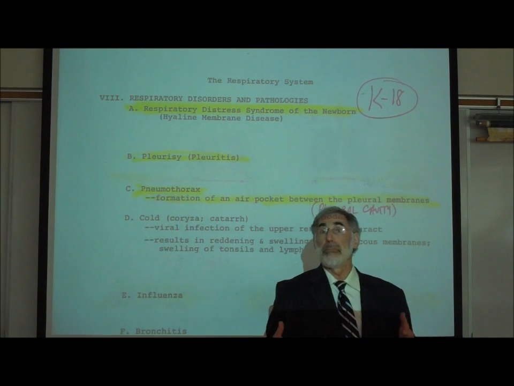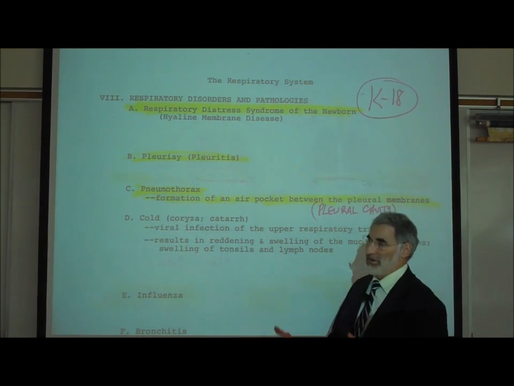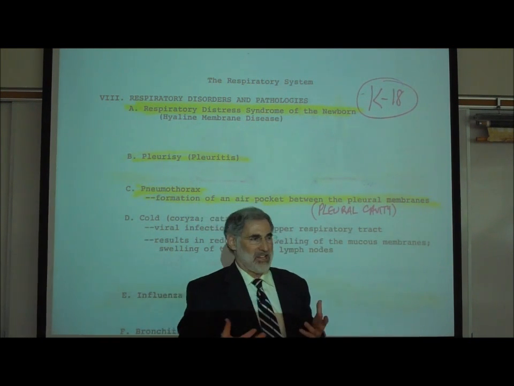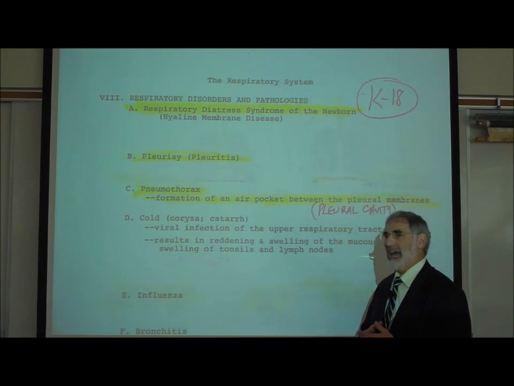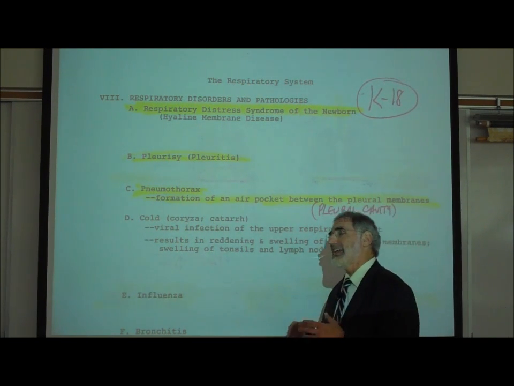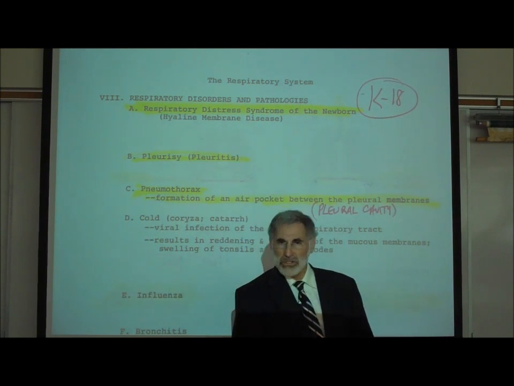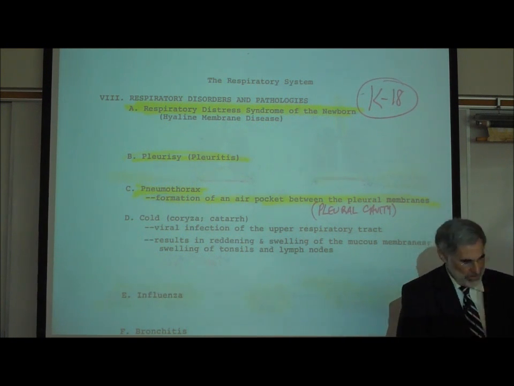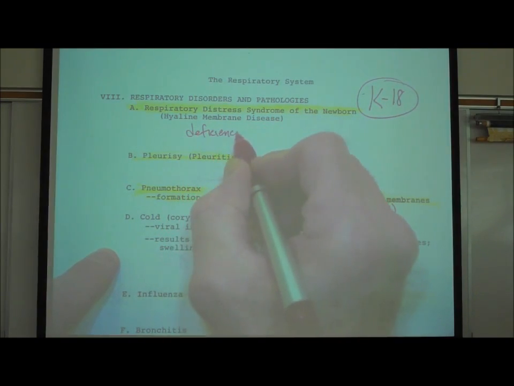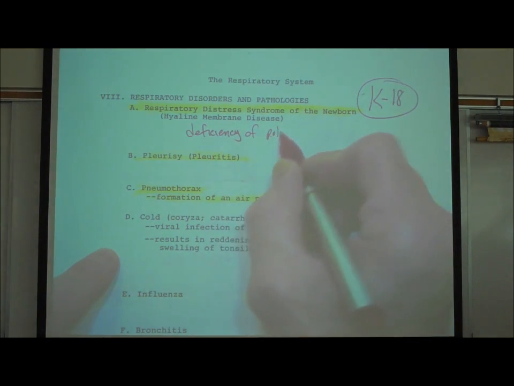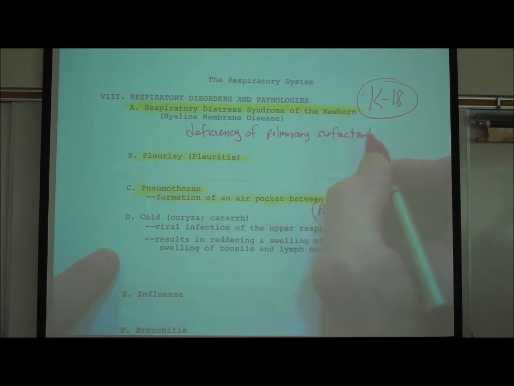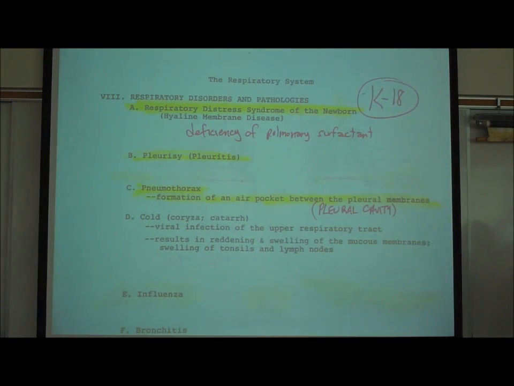So babies are born. Type 2 alveolar. So it's associated with the deficiency of this chemical called pulmonary surfactant that is produced by the type 2 alveolar cells or septal cells.